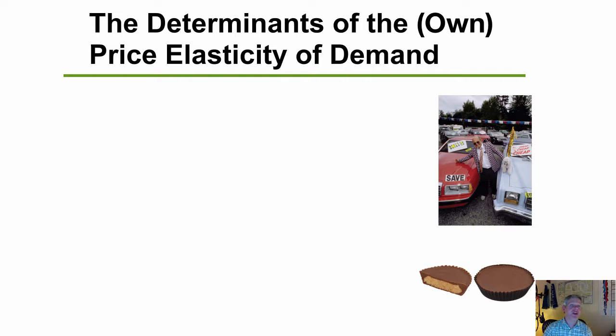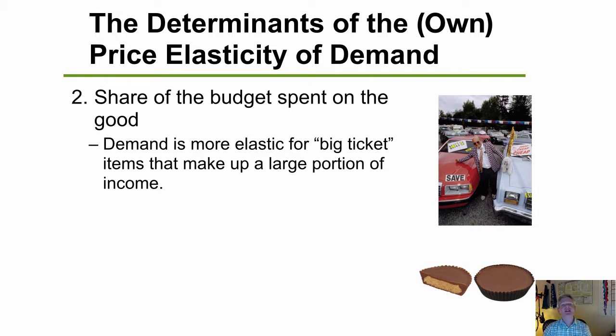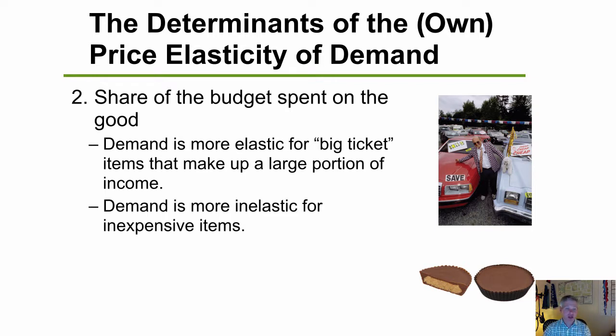Other determinants of the own price elasticity of demand are the share of the budget that you're spending on the good. So think about a car versus a candy bar like Reese's cups. Demand is more elastic for big ticket items that make up a large portion of income. If you increase the cost of a car 10%, that is a bigger deal than if you increase the cost of a candy bar 10%. People are going to be more sensitive, more elastic, when changing the price of something that takes up a large portion of their budget.